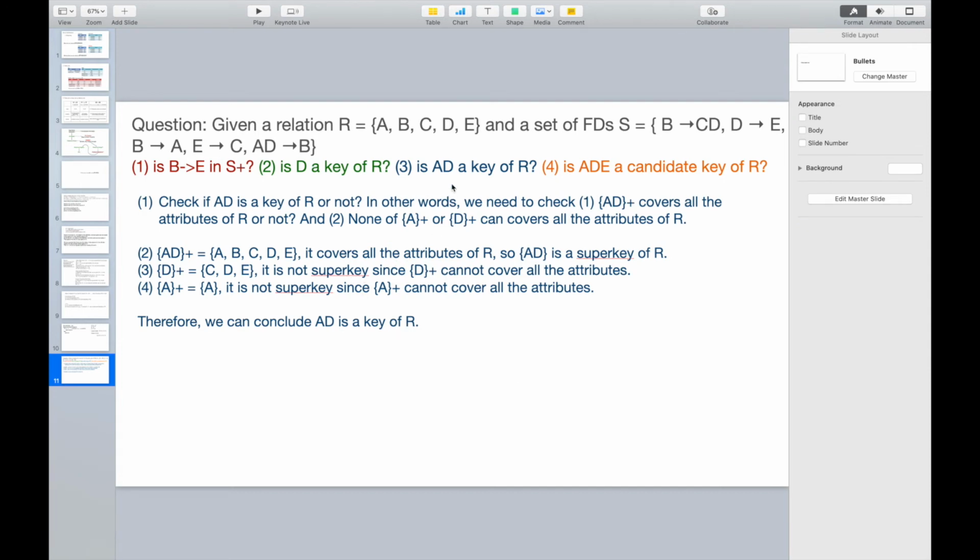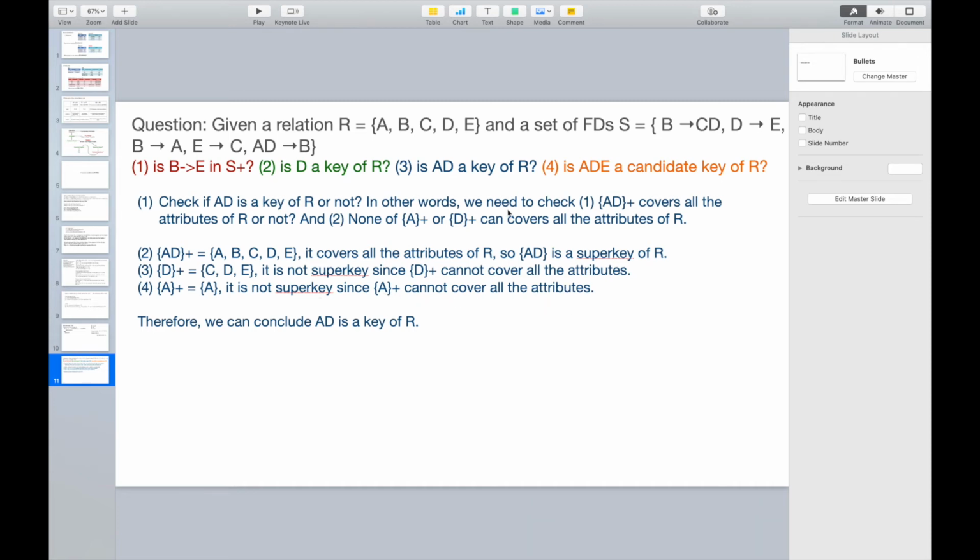We calculate the AD closure first to see if AD closure can cover all the attributes or not. If so, then we can say the AD implies all the attributes in the relation. So AD is a super key, right? We will check its subset. Its subset covers both A and D, right? We have the D closure covers C, D, E. It's not a super key, right? Because its closure cannot cover all the attributes. We have the A closure equals to A. It's not a super key neither, right? Because the A closure cannot cover all the attributes.